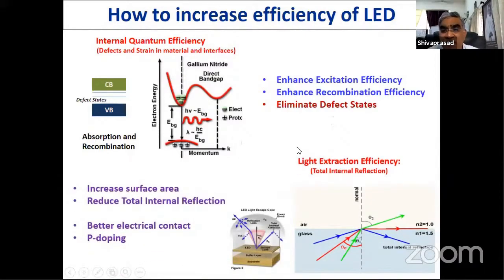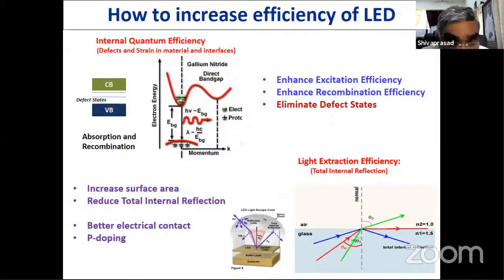Now, there is another problem. I'm in a material like gallium nitride, for example. In gallium nitride, I produce this blue light. But the problem is gallium nitride has a very large refractive index. When the material has a very large refractive index, what happens? The light gets trapped inside that material only. It gets reflected inside only. Total internal reflection takes place and the light remains inside. It doesn't come out of the LED.